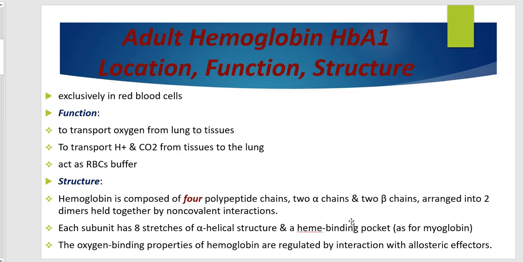What about the structure of hemoglobin? There are many types of hemoglobin in our body, but the most abundant type of hemoglobin in the adult blood is the adult hemoglobin A1, and we will talk about its structure. At the end of the lecture, we will explain other types of hemoglobin. So the most abundant type of hemoglobin is hemoglobin A1. We will talk about its location, function, and structure.